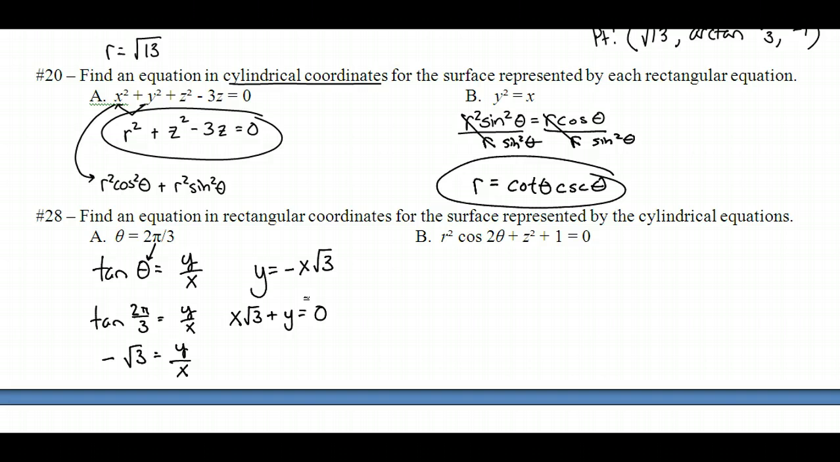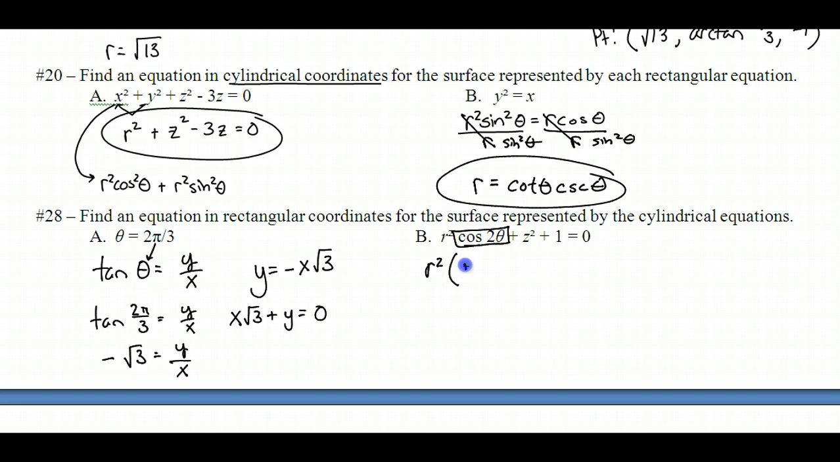And this last one, if we have r squared times cosine of 2 theta, 2 theta isn't good because that gives us a double angle, so we have to get rid of that double angle. And then we're adding z squared plus 1, obviously, and set that equal to 0. So if you don't remember your double angles, the trig functions are in the front cover of your book, but you have to replace that double angle right away.